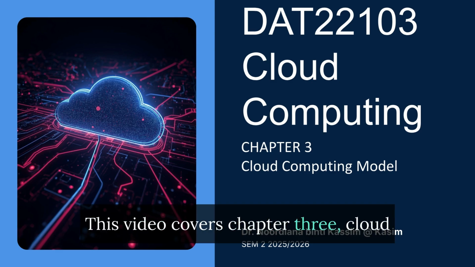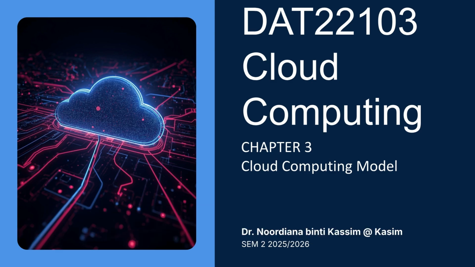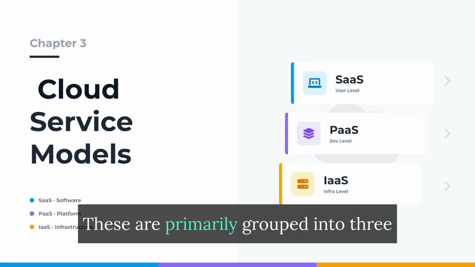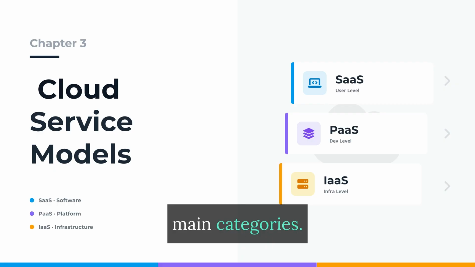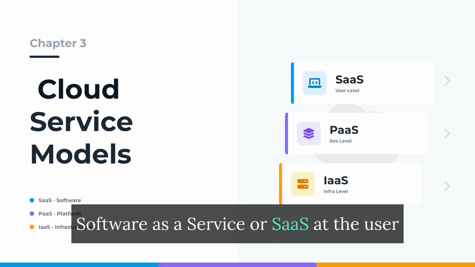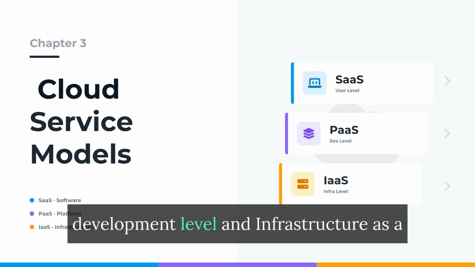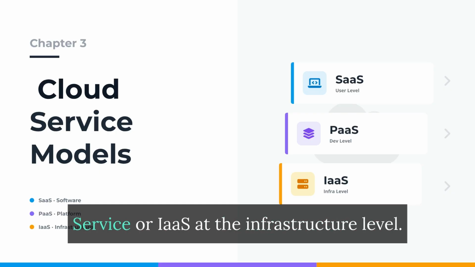This video covers Chapter 3, Cloud Computing Model. Chapter 3 focuses on cloud service models. These are primarily grouped into three main categories: software as a service, or SaaS at the user level, platform as a service, or PaaS at the development level, and infrastructure as a service, or IaaS at the infrastructure level.